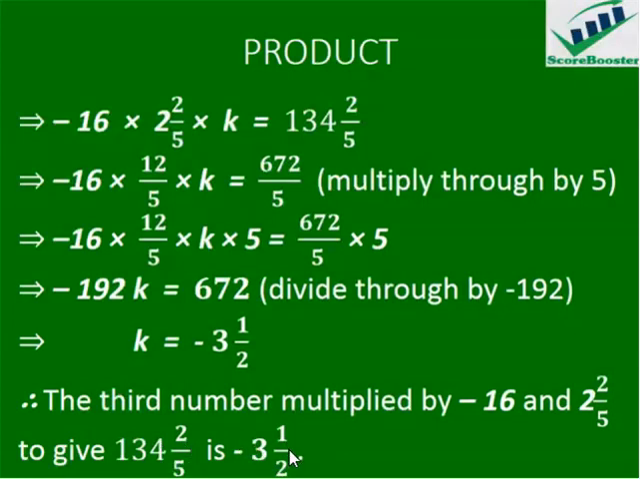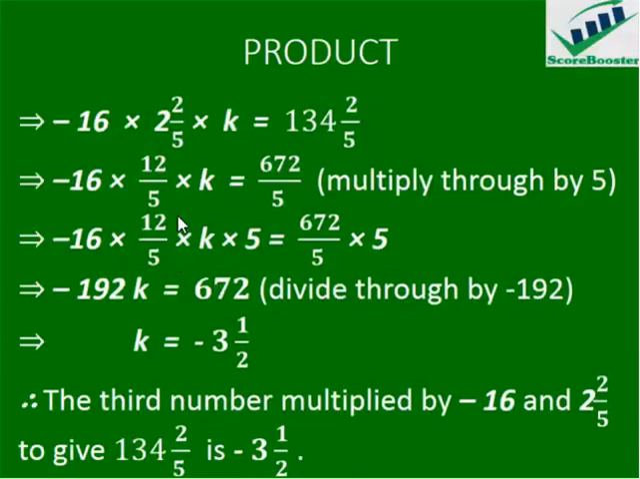If you want to check if your answer is correct, you multiply minus 16 by 2 whole number 2 over 5 and what? Minus 3.5. You see that the result will give 134 whole number 2 over 5. I hope that is understood.